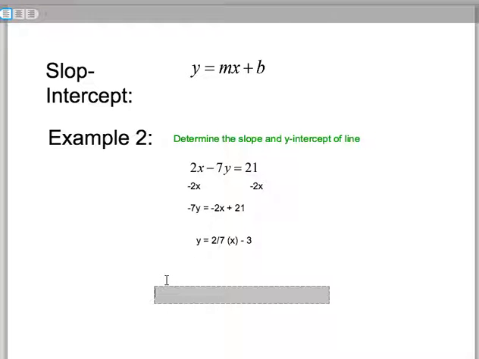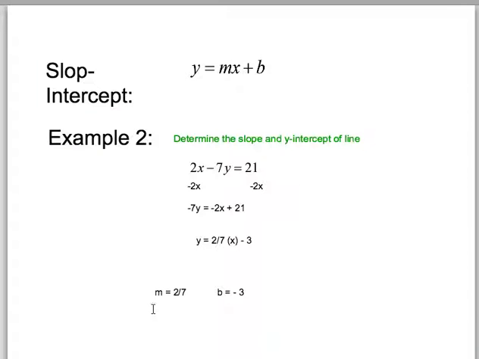So my m is the number that's next to the x, or my slope, and it's 2/7. And my b is right here, and it's -3. So if I were to graph this, I would start at -3 and go up 2 and to the right 7. Okay, you've now learned about slope-intercept form.